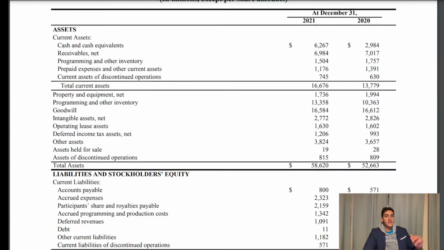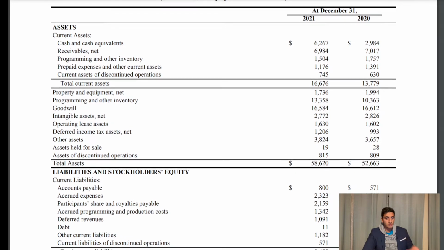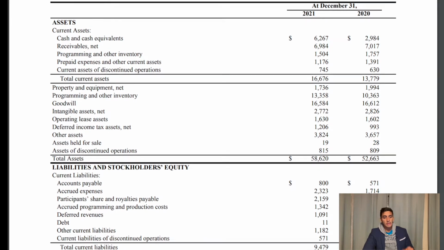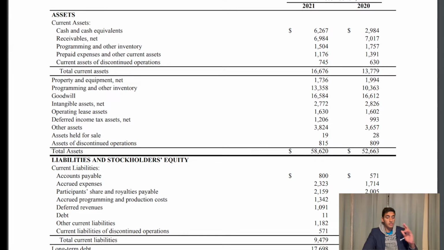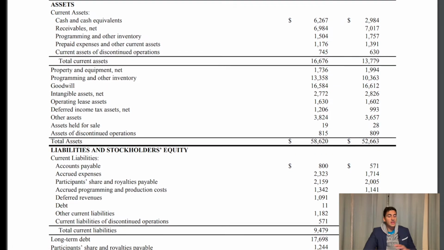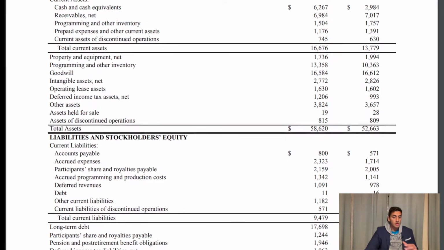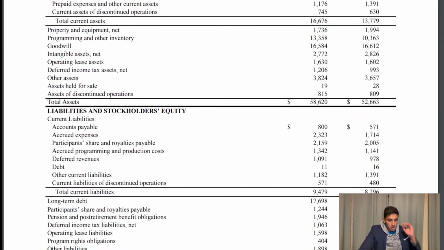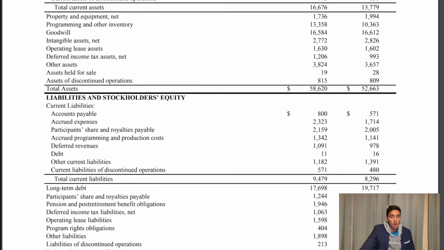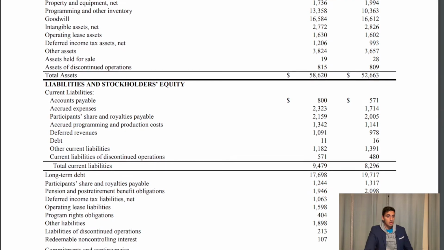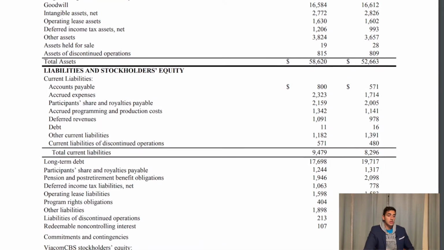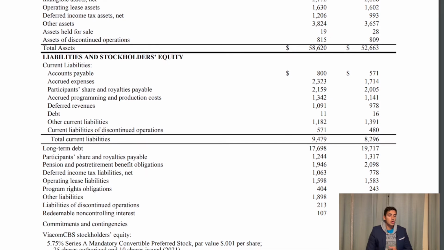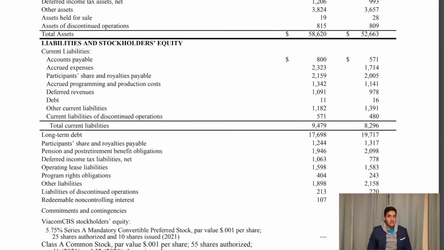If you look at the amount of cash the company has, it grew from 2.9 billion in 2020 to 6.2 billion in 2021. Everything in their assets looks good, but if you come to their liabilities, you'll see that the company has $17.7 billion in long-term debt. Two ways that they could reduce their long-term debt are by issuing more shares or by reducing their dividends.